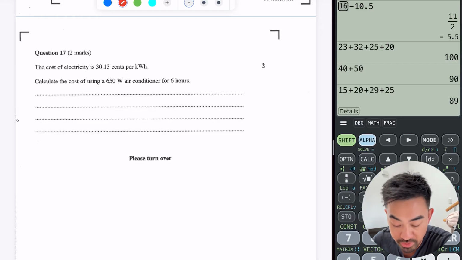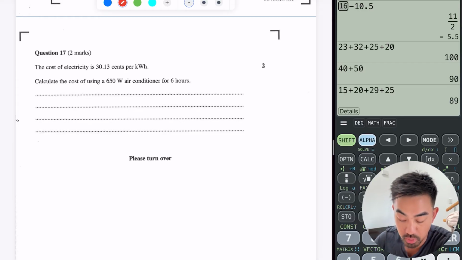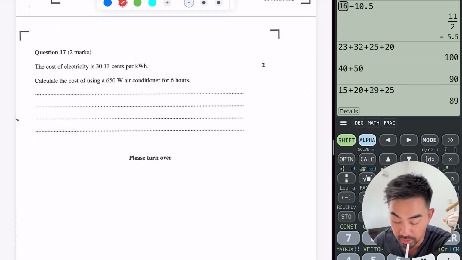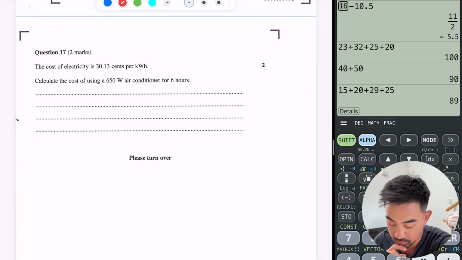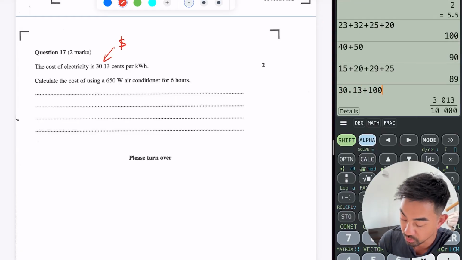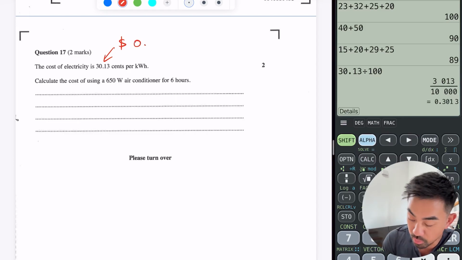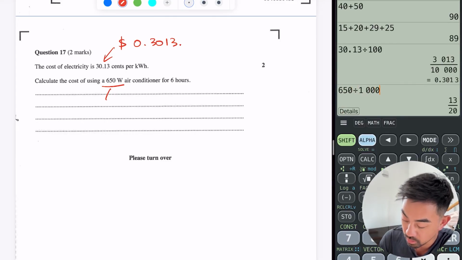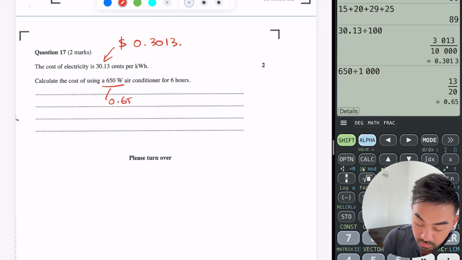Question 17. The cost of electricity is 30.13 cents per kilowatt hour. Calculate the cost of using a 650 watt air conditioner for 6 hours. It's pretty straightforward. Okay, so how much is that in dollars? So 30.13 divided by 100. That is 0.3013. That is going to be in kilowatts, 0.65 kilowatts, and this is 6 hours.